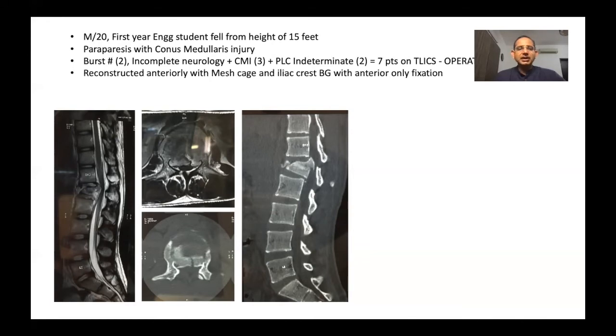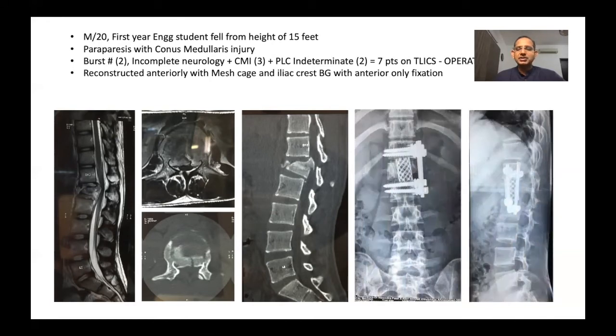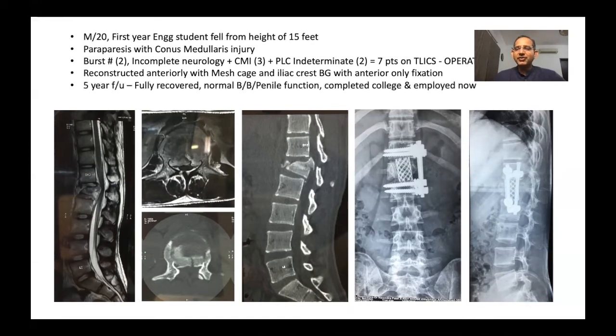What did I do? Well, I reconstructed him anteriorly with a mesh cage and iliac crest bone graft, and did not supplement him with a posterior procedure, because he most likely had an indeterminate PLC injury, and the anterior distraction that I was able to achieve gave a sufficient lock of the facets posteriorly. This patient at 5 years follow-up has fully recovered, has normal bladder, bowel and penile function, and has completed college and is employed now. So, a fabulous outcome from a surgical standpoint as well as from a patient standpoint.